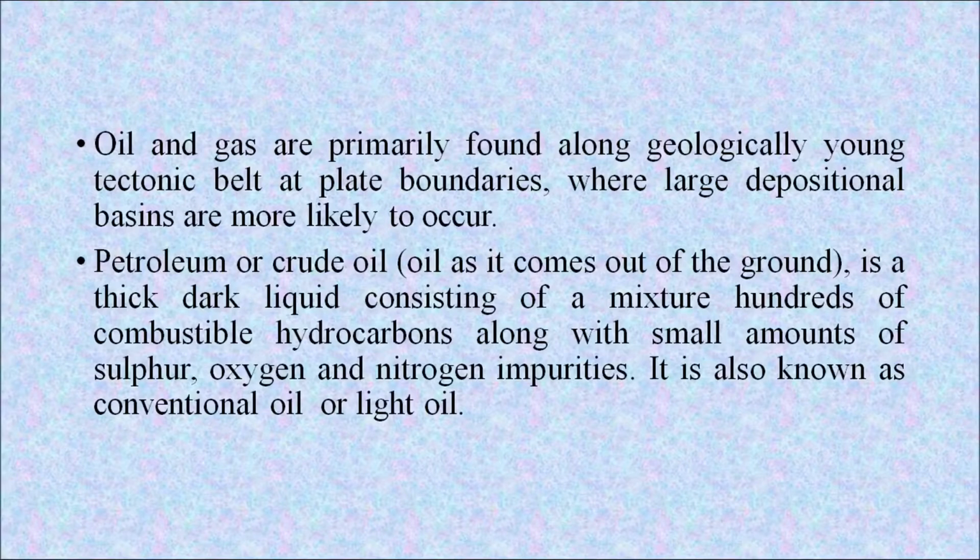Oil and gas are primarily found along geologically young tectonic belts at plate boundaries, where large depositional basins are more likely to occur. Petroleum or crude oil is a thick, dark liquid consisting of a mixture of hundreds of combustible hydrocarbons along with small amounts of sulfur, oxygen and nitrogen impurities. It is also known as conventional oil or light oil. Deposits of crude oil and natural gas are usually trapped together under the sea floor or earth's crust on land.